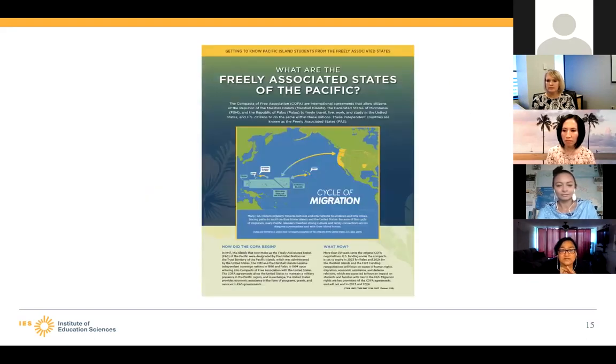On the first page of this infographic, we have introductory information about the Compacts of Free Association, or COFA, which, as Darian mentioned, is a set of agreements between these 3 island nations, the Marshall Islands, Federated States of Micronesia, and Palau, that are held with the United States. So as such, they're said to be in free association.